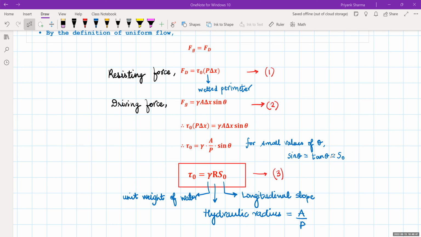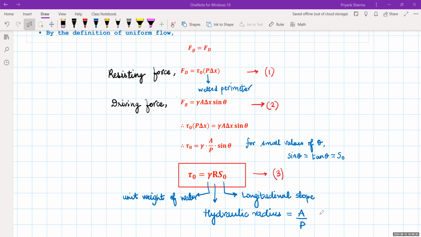I mean, they will be very equal, and that will be equal to your S naught, that is a longitudinal slope, because your tan theta is your distance upon length. So that will be equal to your S naught. So for very small values of theta, your sine theta will be equal to S naught, and thus your equation reduces to tau naught equal to gamma r S naught, where the term r is called the hydraulic radius, that is a ratio of A by P, that is the cross section area of flow and the wetted perimeter. So this is a very important parameter, hydraulic radius, and it depends on the geometry of the cross section.